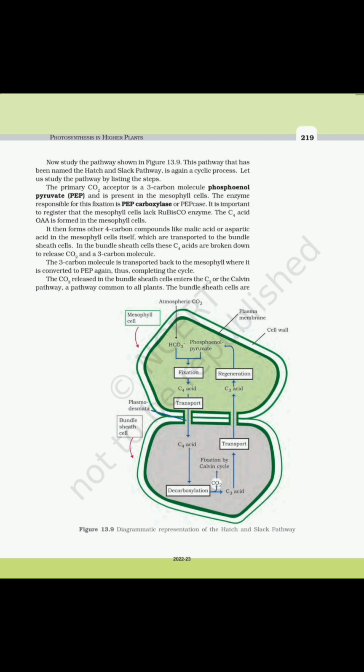In the bundle sheath cells, these C4 acids are broken down to release CO2 and a 3-carbon molecule. The 3-carbon molecule is transported back to the mesophyll where it is converted to PEP again, thus completing the cycle. The CO2 released in the bundle sheath cells enters the C3 or the Calvin pathway, a pathway common to all plants. Figure 13.9: diagrammatic representation of the Hatch and Slack pathway.